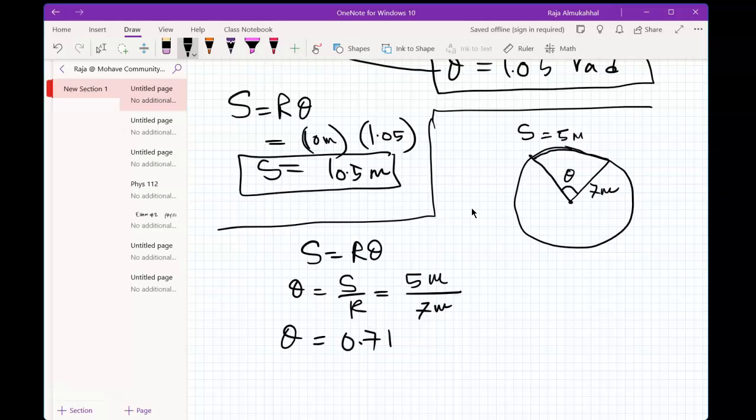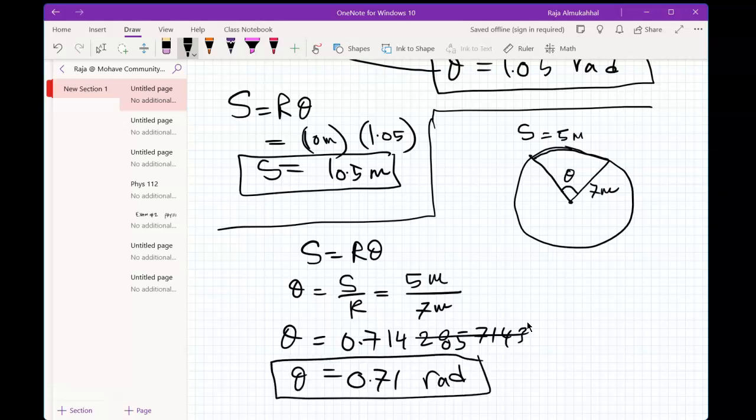Again, let me write the whole number down from my calculator, which you don't need to, but I want to show you how to round it: 0.7142857143. All these numbers are really meaningless because we're dealing only with one digit here and one digit, so you don't need to put all of them. So basically 0.71 radian, automatically that will be in radian. Okay, now that should be good enough.